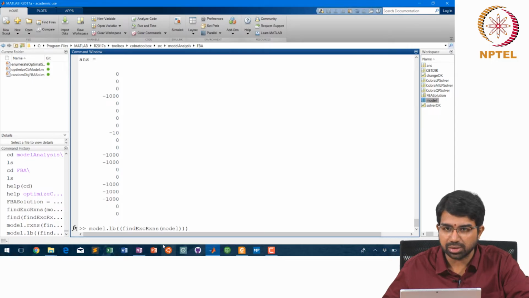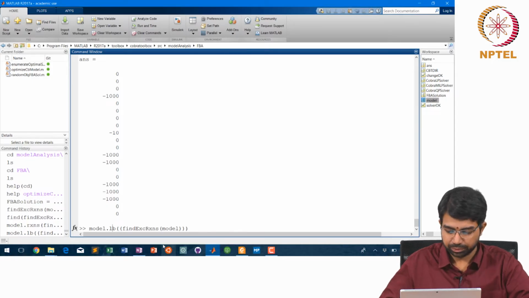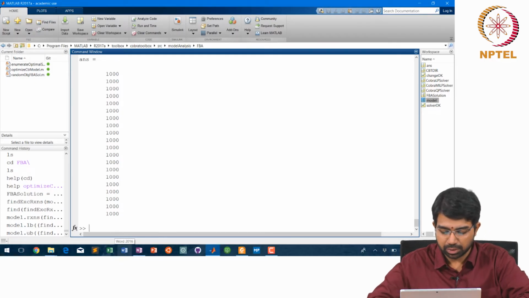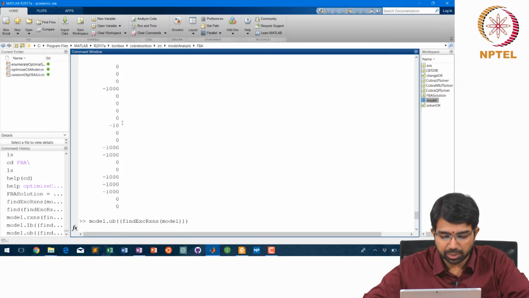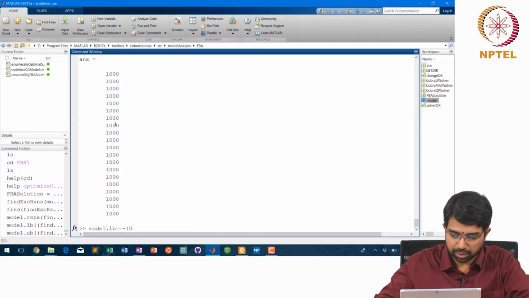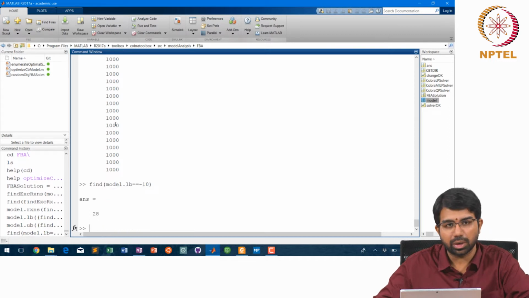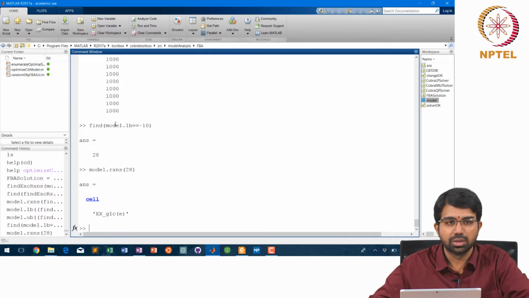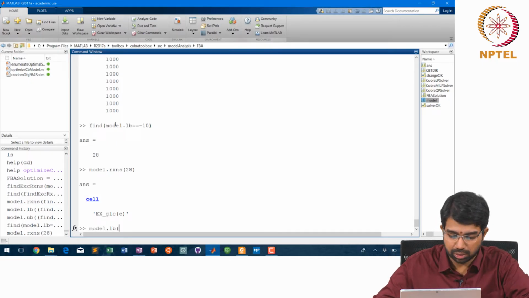Find exchange reactions. We look at upper bounds, it is all 1000, no surprises there. So, now what is this minus 10? Let us just find model dot LB equals minus 10. Hopefully, there are not others, there is only one, which is 28. Model dot reactions 28 is glucose exchange, right. So, now let us double the glucose exchange rate, right. So, let us say model dot LB 28 equals minus 20.